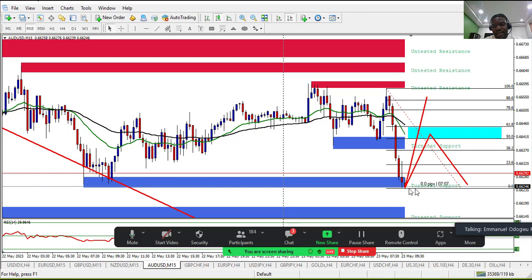So I wouldn't want to sell here, even though I want to sell as the market is going down on the H4 time frame. I'll wait for a retracement. Please wait for a retracement.